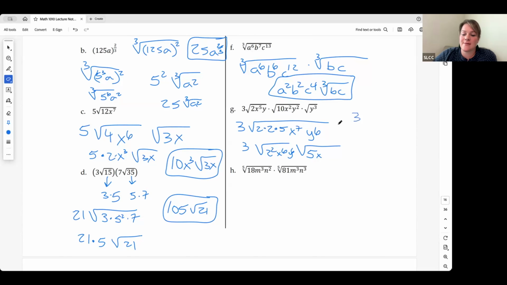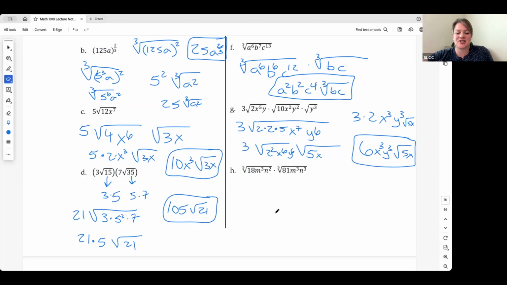So I have 3 and then times 2 and then times x to the 6 divided by 2 is 3 and y, another 6 divided by 2 is 3. And then I have the square root of 5x. The last piece is multiply 3 times 2. So the final answer, 6 x cubed y cubed times the square root of 5x.